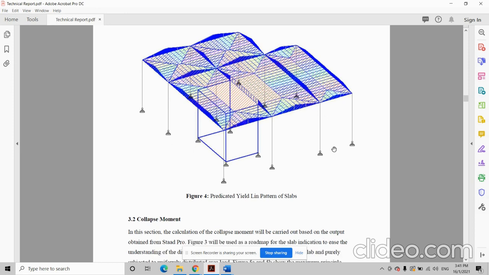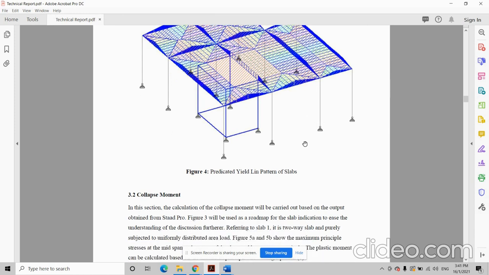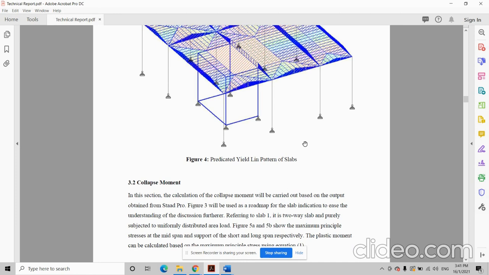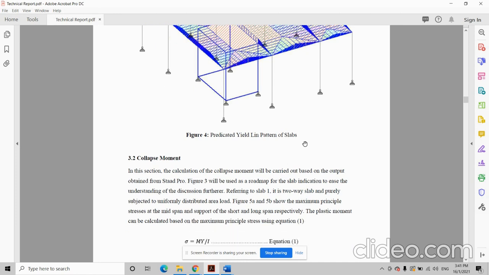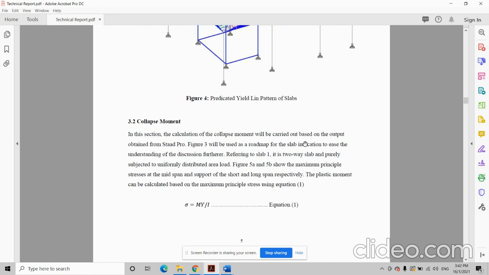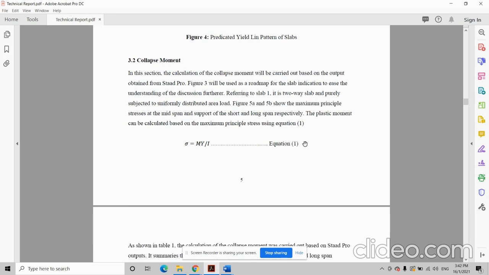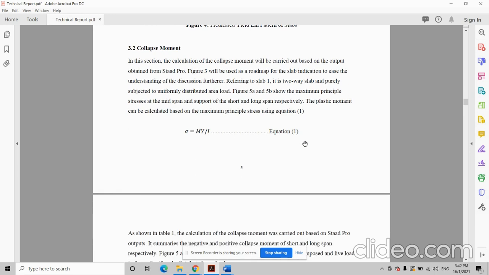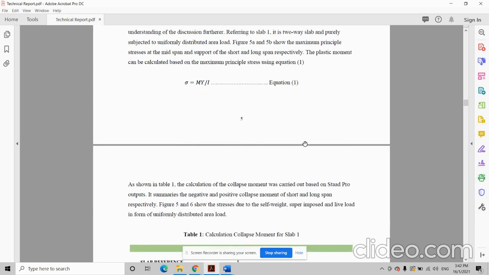For a two-way slab, all the four edges take part in supporting the whole slab, whereas the irregular slab has a special yield line pattern as it has multiple edges. The calculation of this collapse moment was carried out based on StatPro outputs. It summarized the negative and positive collapse moment of short and long span respectively.